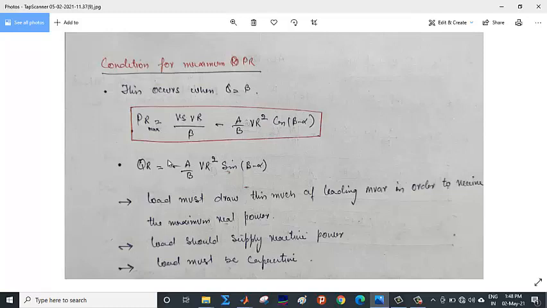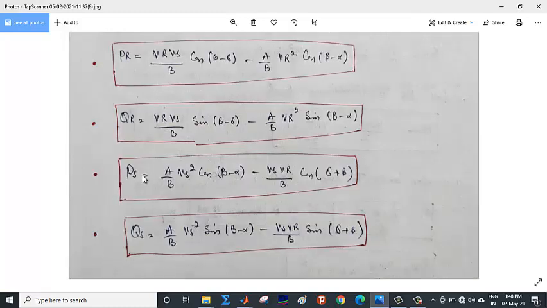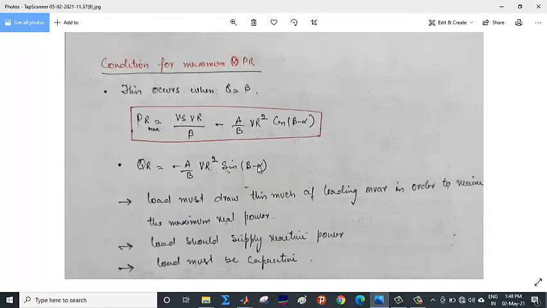And when this occurs, this QR will be equal to this QR when delta is equal to B, and this term will be equal to 0. This term will be equal to minus A by B VR square sine beta minus alpha. That means in this case, when QR is minus, the receiving end is supplying the reactive power, or it draws the leading MVAR.